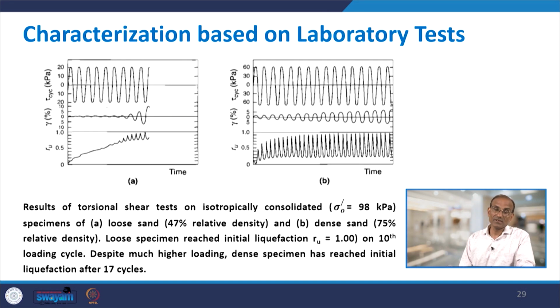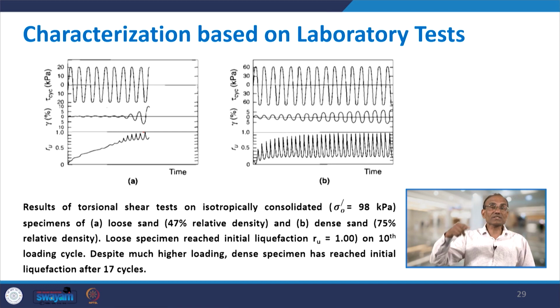In this figure, laboratory data is shown from two tests. Part A is for the loose sample, which has a relative density of about 47%, and B is related to the dense sample, which has 75% relative density. This is the number of cycles, and there are two ways to judge whether liquefaction has started. The top figure shows the cyclic shear stress with respect to time, the second figure is shear strain, and the third figure is pore pressure. If in the second figure the shear strain reaches about 5%, then we can say that liquefaction has started. Another way is that the pore pressure ratio Ru should be 1. You can see it clearly touching Ru equal to 1 at about 10 cycles.